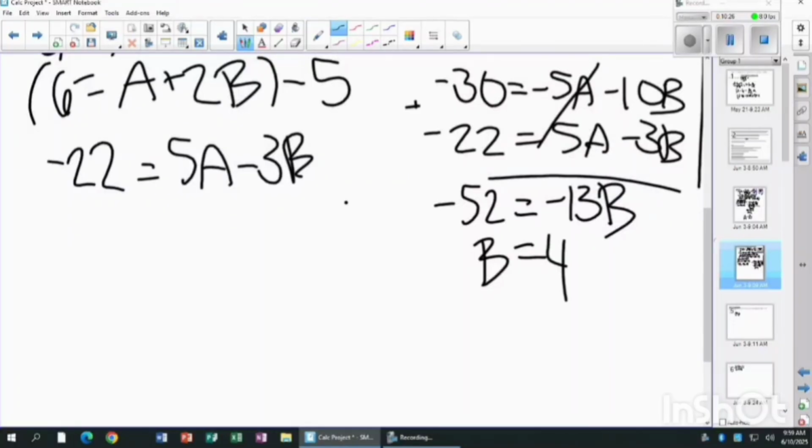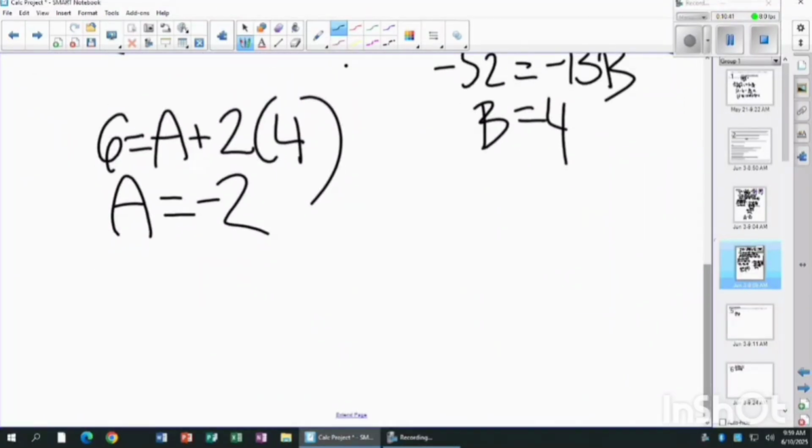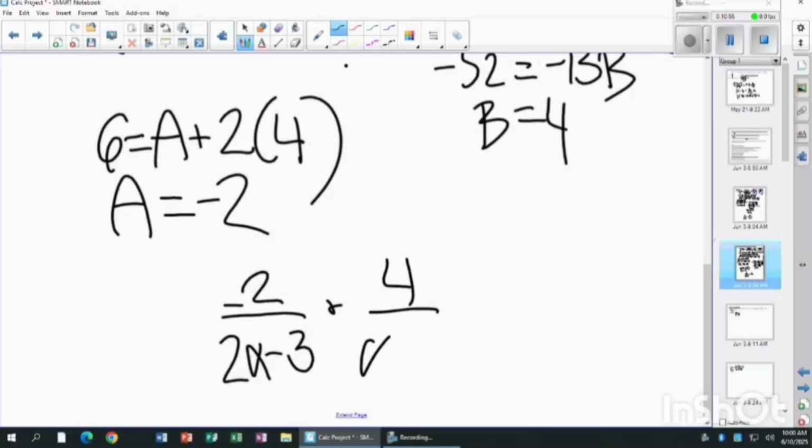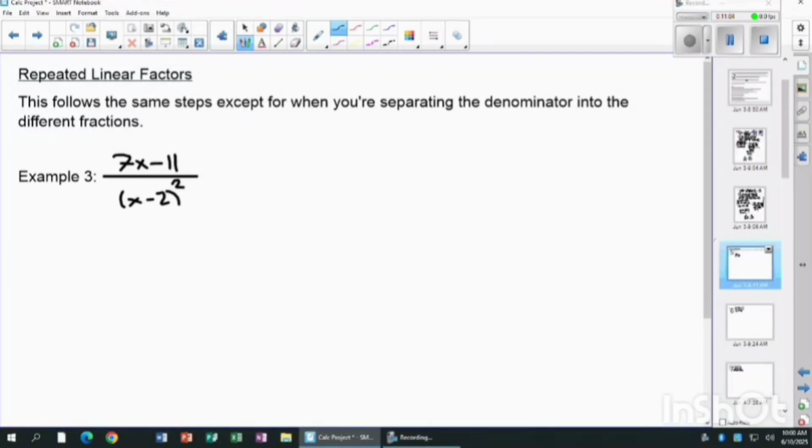And then we can just plug it back in. So 6 equals a plus 2 times 4. 2 times 4 is 8. 6 minus 8 is negative 2. So a equals negative 2. So the partial fractions of 6x minus 22 over 2x squared plus 7x minus 15 would end up being negative 2 over 2x minus 3 plus 4 over x plus 5. Okay. This example uses repeated linear factors, so the denominator is x minus 2 squared.